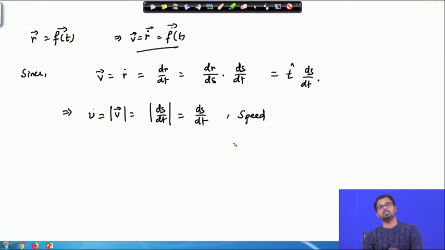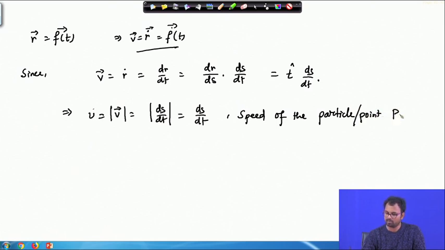So, as we were saying, speed is a scalar quantity. So, mod of v or the magnitude of v will give us the speed of the particle p along that curve, and that can also be given by ds dt. So, differentiation of the arc length with respect to t will give you the speed, that is how fast that point p is moving along the arc length of the curve. So, speed of the particle or point, both are the same in this context, at the point p. All right. So, this is our velocity.